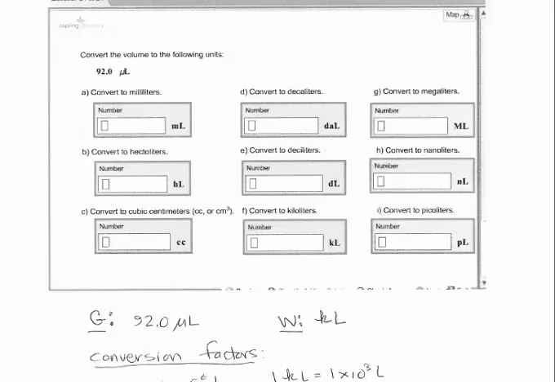Okay, so I'm choosing to work on just one of the problems. I'm going to do the conversion between 92.0 microliters and convert it to kiloliters. And the reason I'm only doing one is because all of the rest of them follow the same sort of pattern.